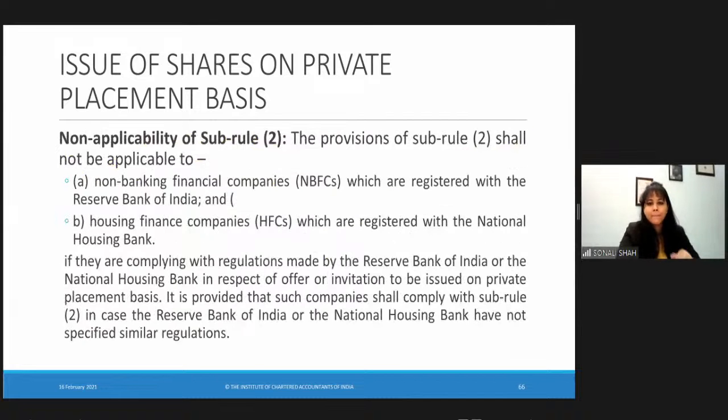Now, however, this limit of 200 that we see here is not applicable to NBFCs and HFCs. So for non-banking financial companies and housing finance companies, this limit of 200 will not be applicable. But for that, they will have to comply with the regulations made by the RBI or by the National Housing Bank in respect of offers or invitations to be issued on a private placement basis.